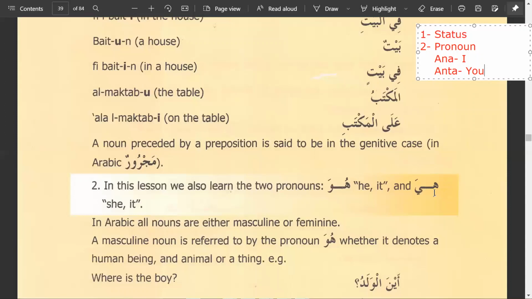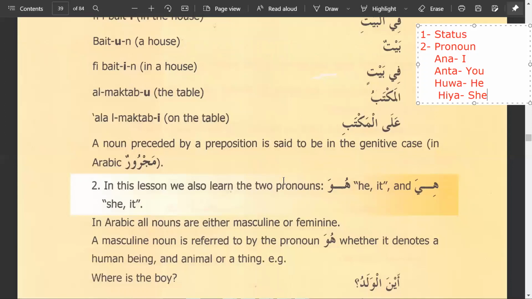And what else? What pronoun did you learn? I can't remember the other one. This one. Hua. Oh, hua and hiya. Hua is? He. Very good. And hiya is? She. Hiya is she. Excellent. So you learned these pronouns in this chapter.